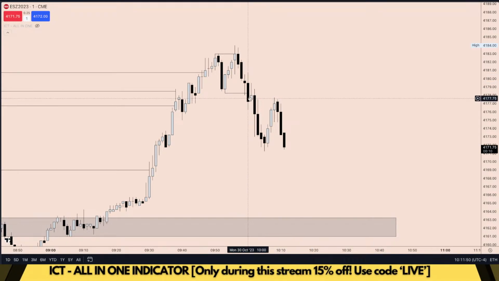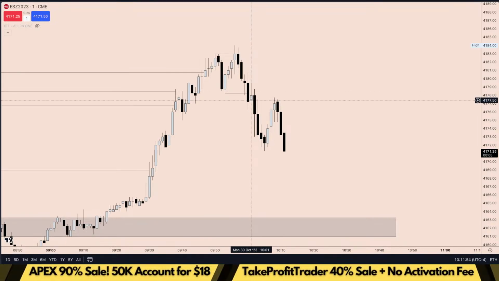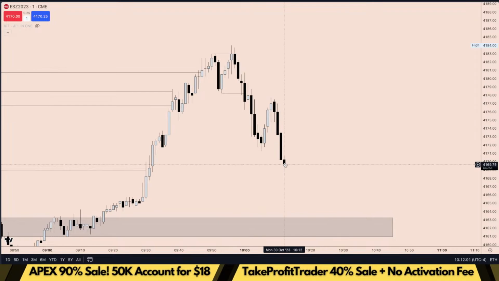We pulled back, but we couldn't use a fair value gap or anything. We could have used this up closing candle maybe. We repriced into that and rejected. Okay, we immediately close lower.